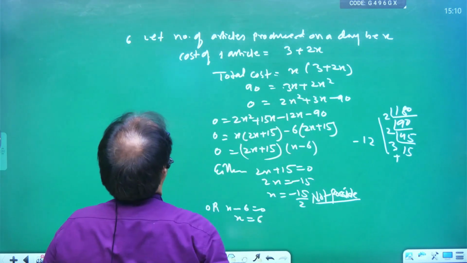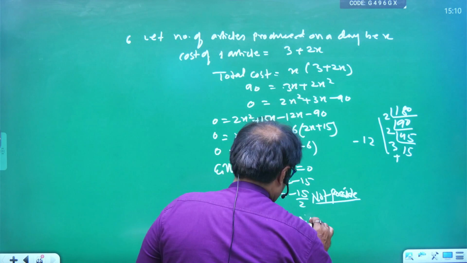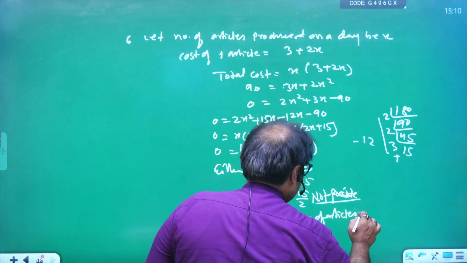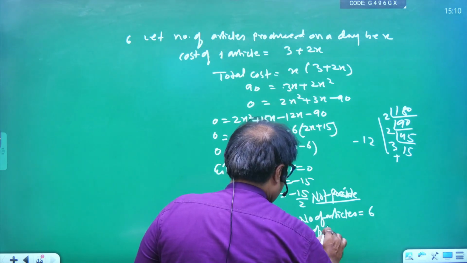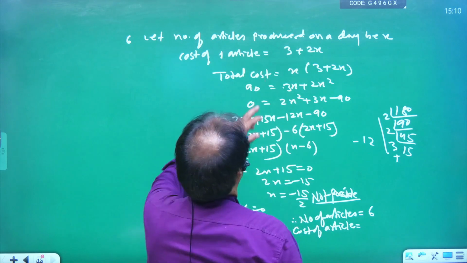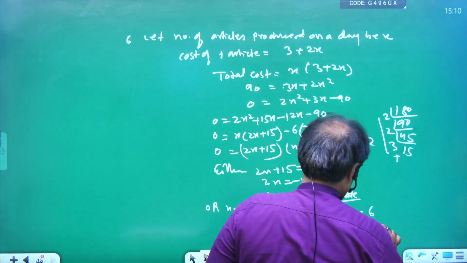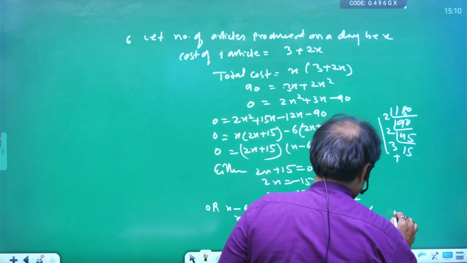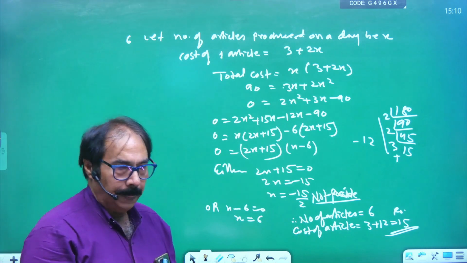What is x? x is number of articles. So therefore, number of articles is equals to 6, and cost of each article is equals to 3 plus 2x, means 6 2s are 12 plus 3, that is equals to 15. So this is the final answer of your question.